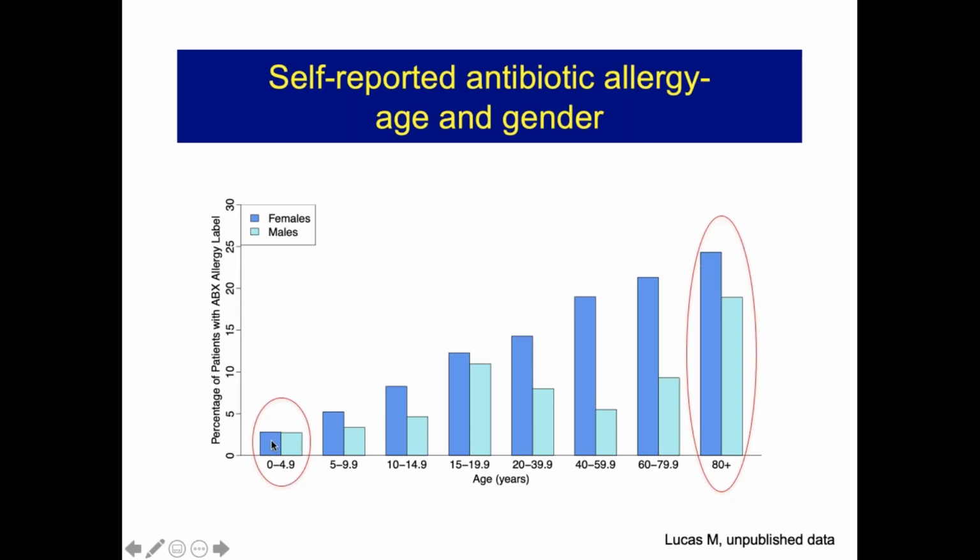The blue bars here are the females and the green bars are the males. You can see in children it's a little bit more even up to the age of 20, but then you can see how penicillin allergy self-reporting is dominated by females. And in the over-80-year-olds, and that's a big problem in our geriatric units, 25% of patients will report a penicillin allergy.